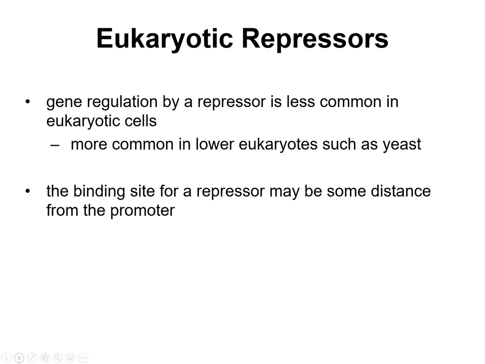Now let's talk about eukaryotic repressors. So gene regulation by a repressor is less common. You'll see it more often in lower eukaryotes like yeast. The binding site for a repressor may actually be really far from the promoter in eukaryotes.